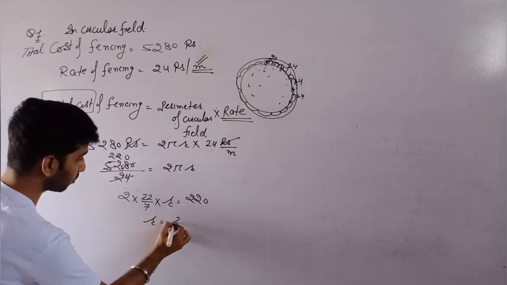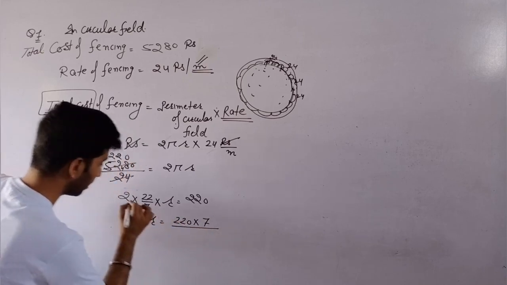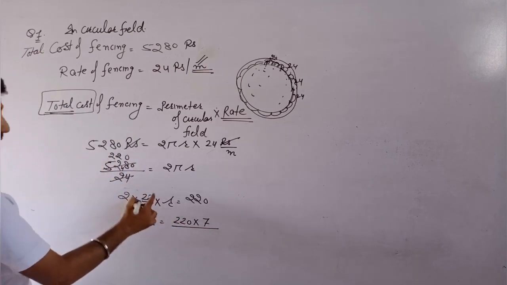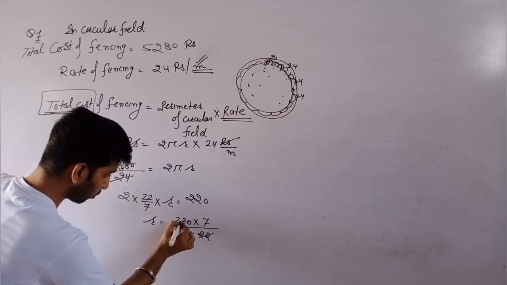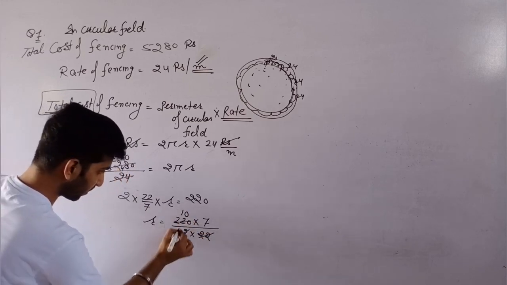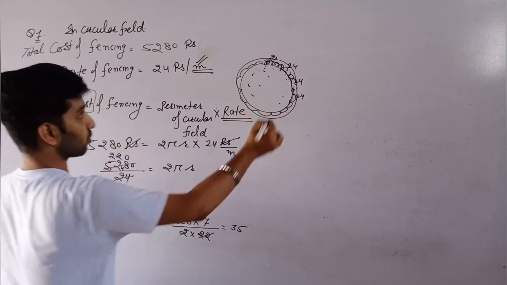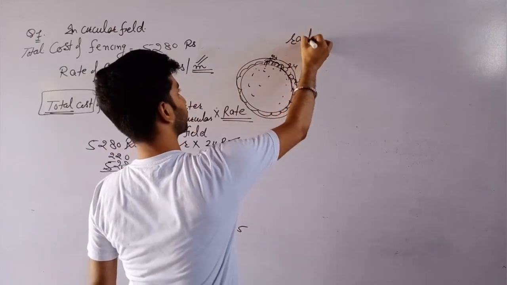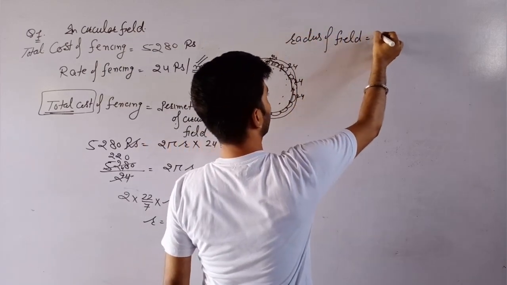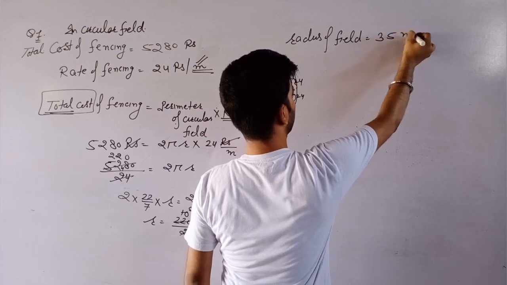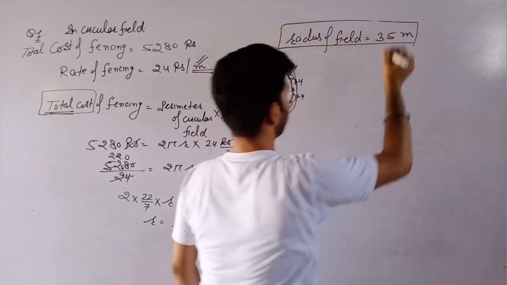So r is 220, 7 is in divide, so by transposition it will be in multiply, and 2 and 22 both are in multiply by r, so by transposition it will be in divide. 22 1 जा 22, 10, 2 5 जा 10 और 7 5 जा 35. So we have found that radius of field is 35 meter. We have found first value that radius of field is 35 meter.